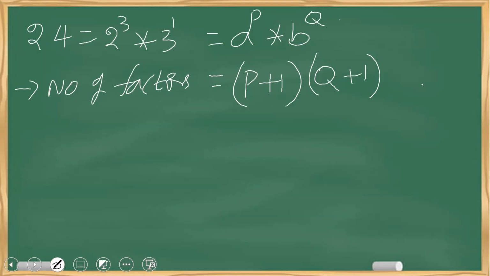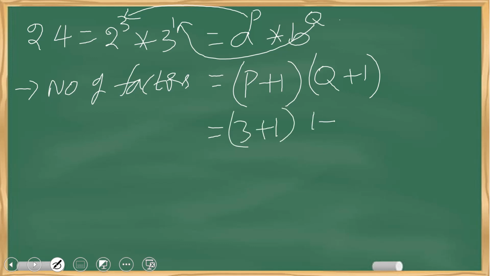Understand the point here? Similarly, what is the value of p here? 3. And what is the value of q here? 1. So, it will be 3 plus 1 into 1 plus 1, that is equal to 4 into 2, that is equal to 8. Do you get the point here? Next.